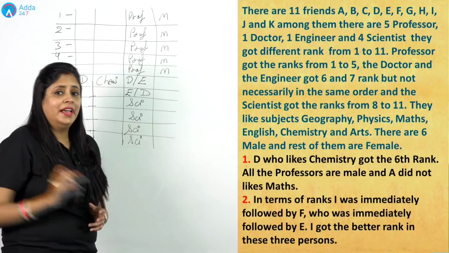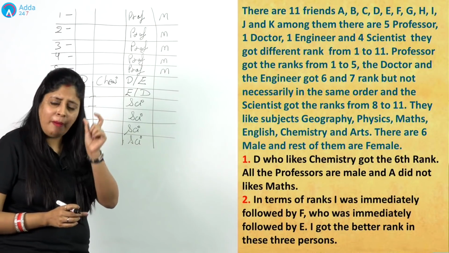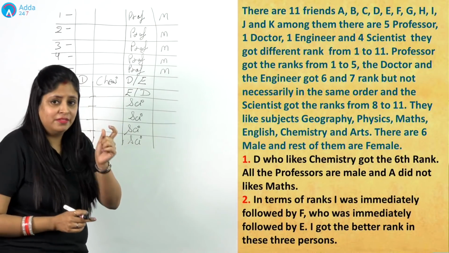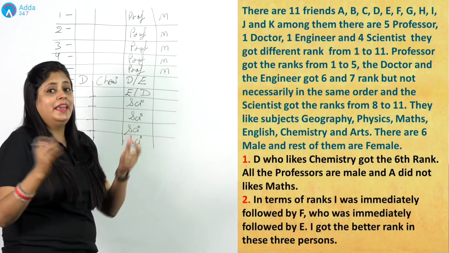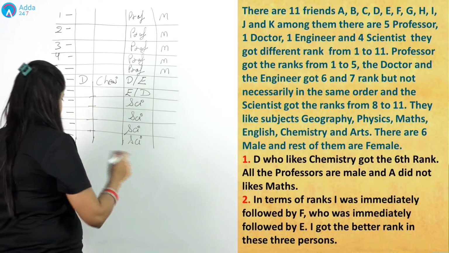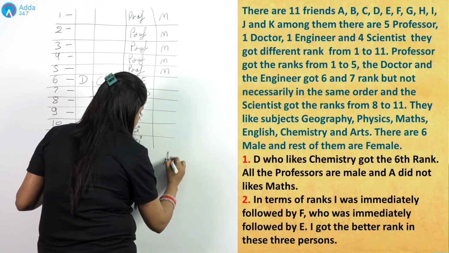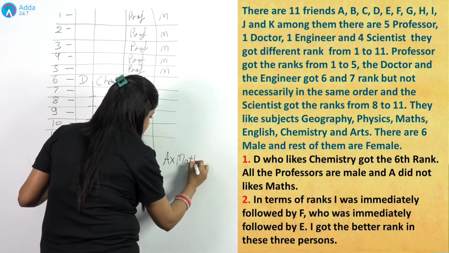And A did not like maths. So this is very little, a part of that hint is left, and the part is that A did not like maths. So I will write it down somewhere here: A did not like maths.